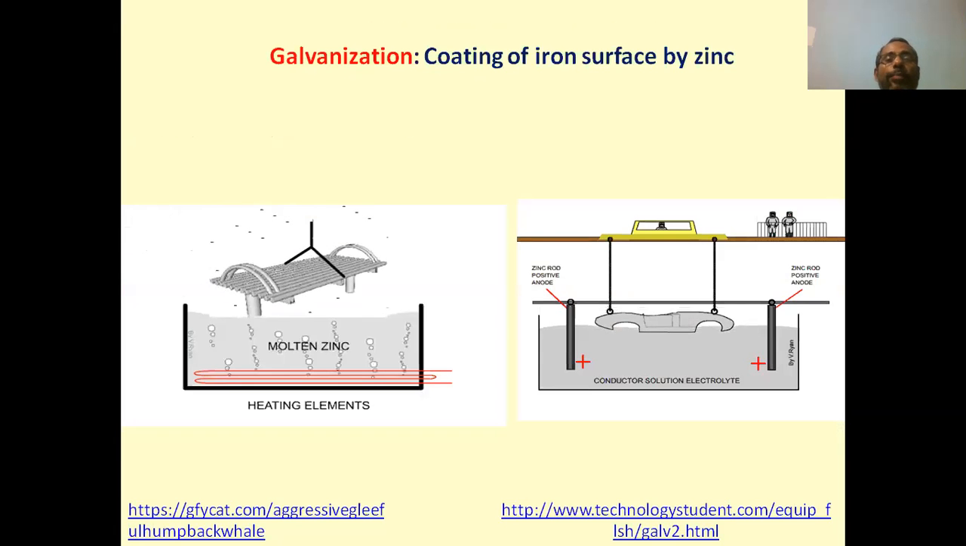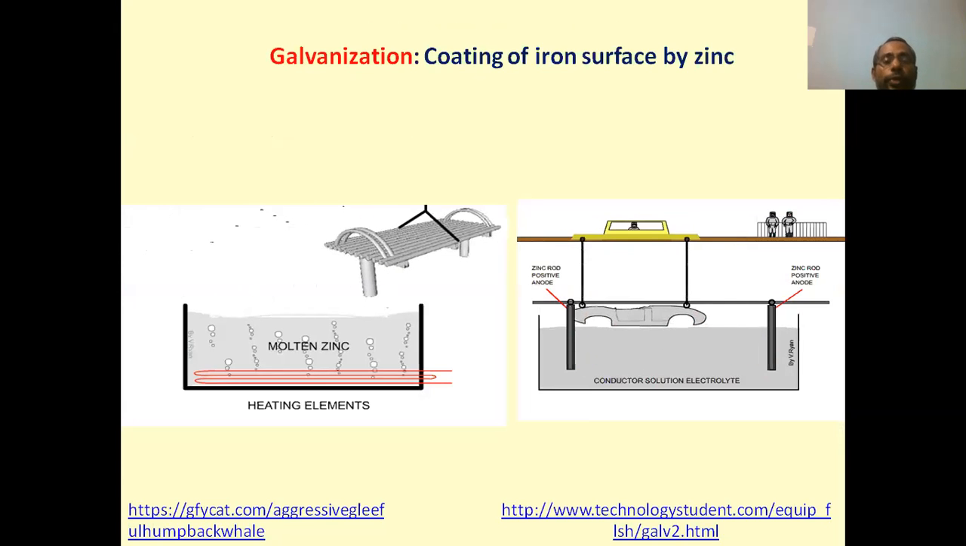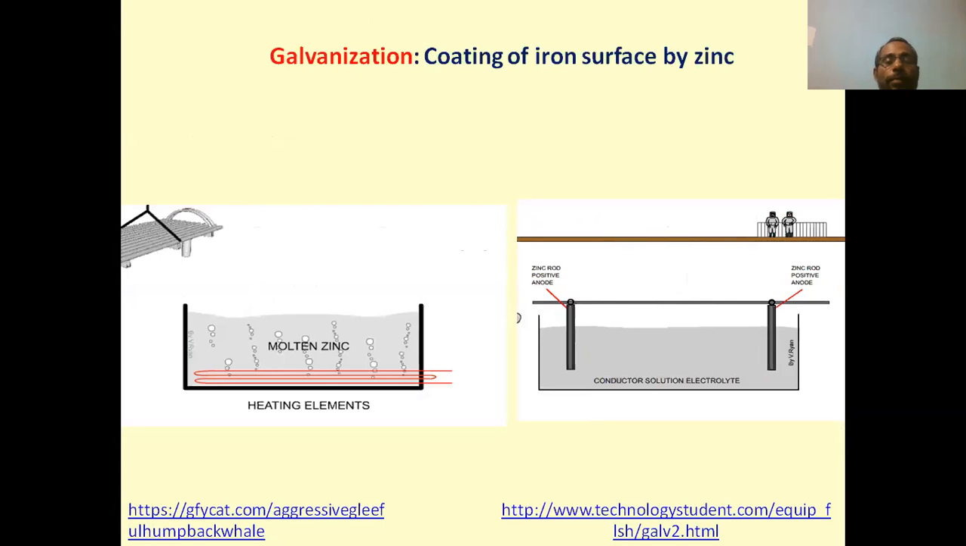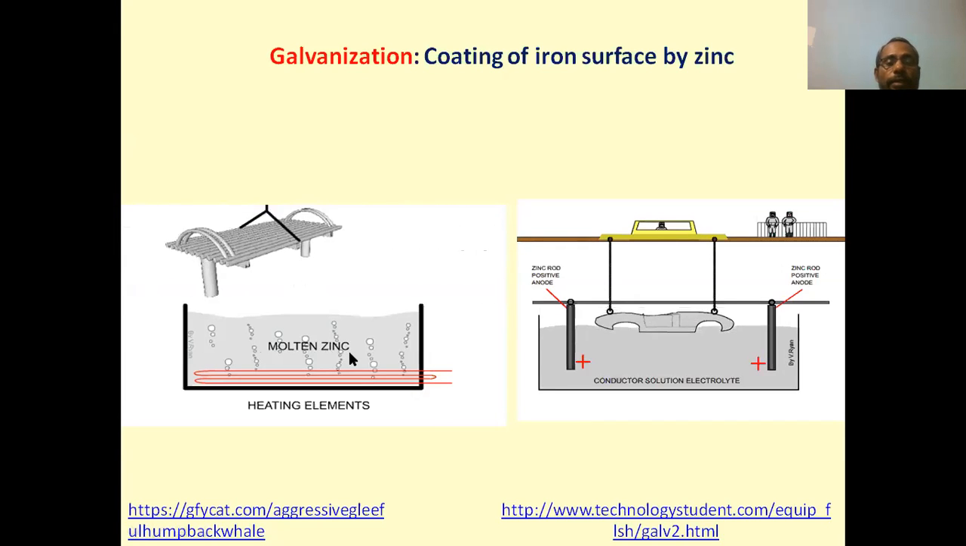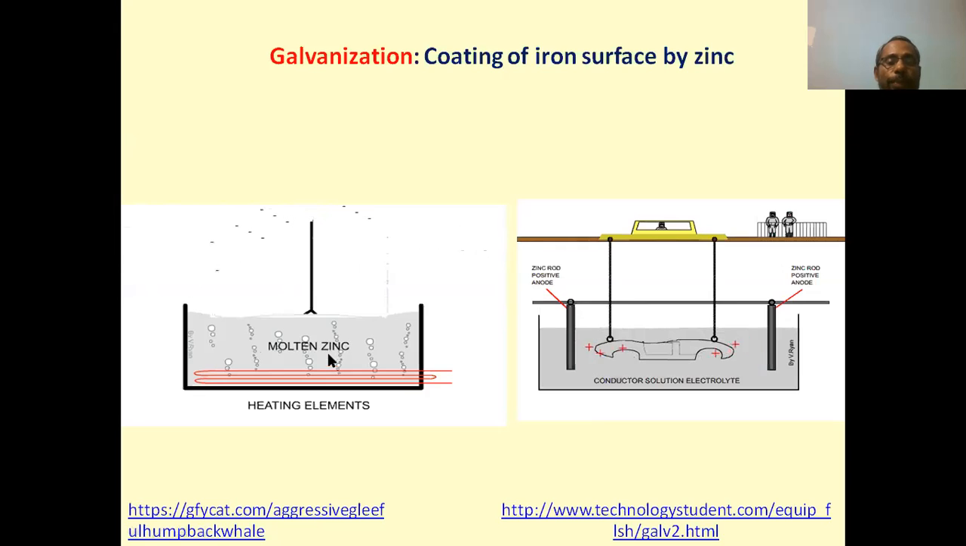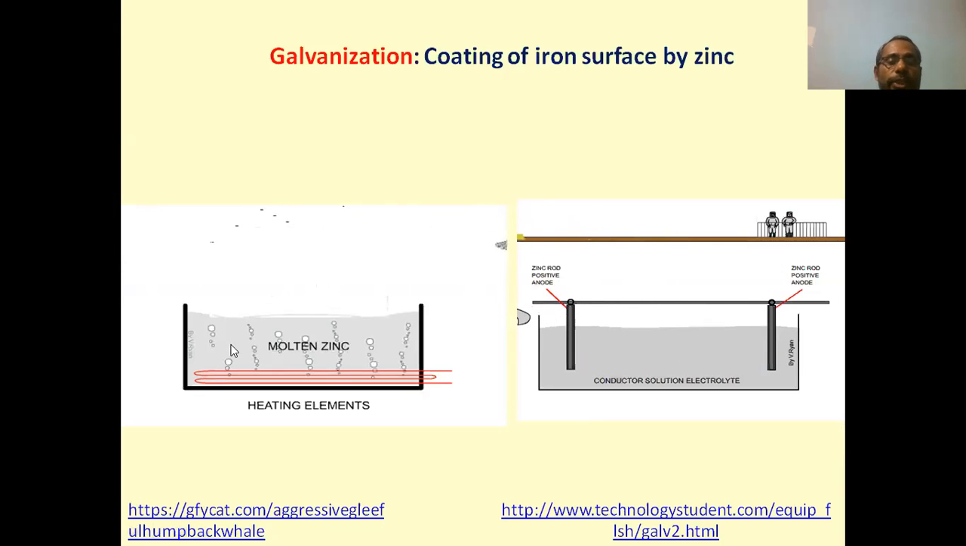Now, for example here, the galvanization, how we can coat it. This is what happens in the galvanization process. The material to be protected is allowed to dip in the molten zinc, and then the zinc is coated over the material.